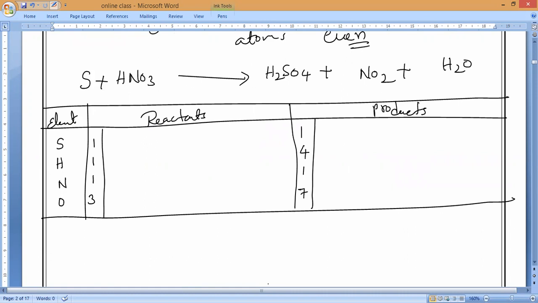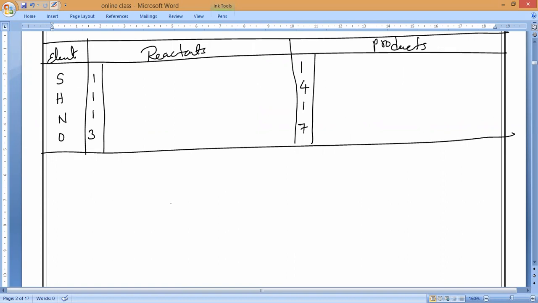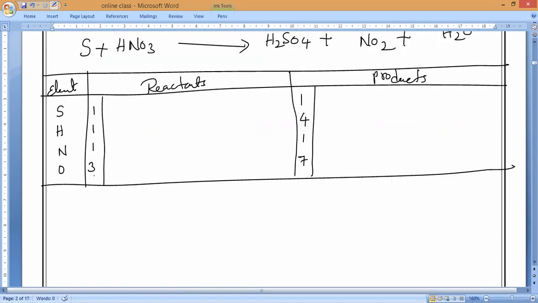So we'll proceed with what? Can you answer me? Which one will make even? So can we make the oxygen even, guys? Yeah, can we make the oxygen even? How can we make it even? So here we have a 3 and here we have a 7. So 7 we can make 8. How is it? You just check it.